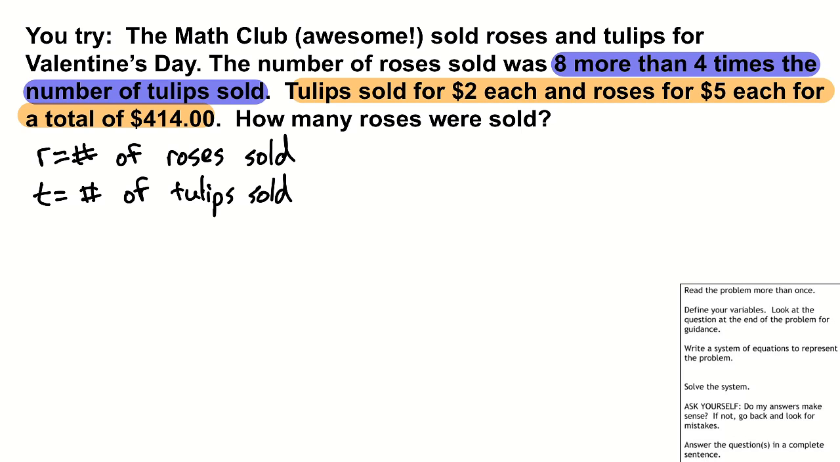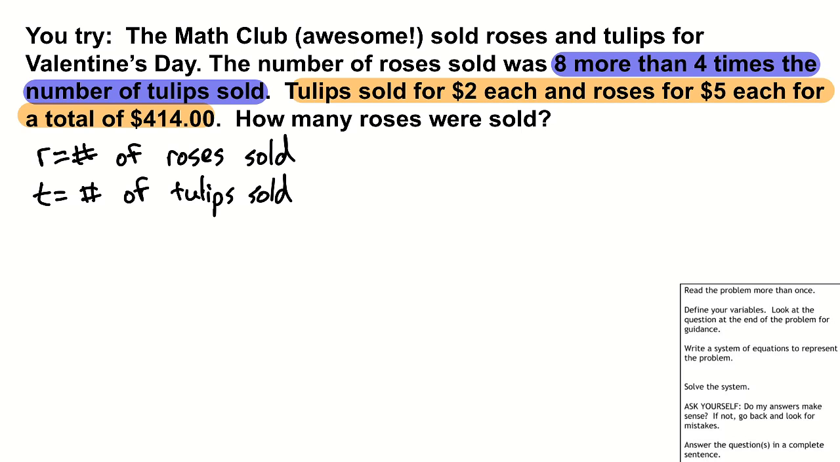All right, pretend we read that twice. Hopefully you did read it twice. I've defined my variables. It says how many roses were sold, but it's going to be helpful if I could do this 2 ways. We actually don't need to have both variables, and I'll show why in just a bit.